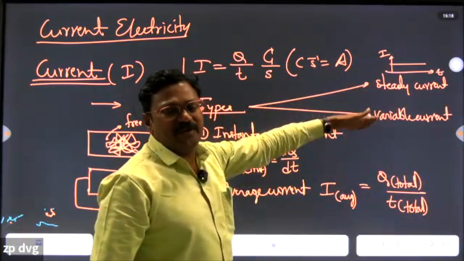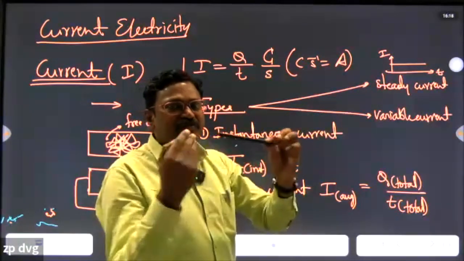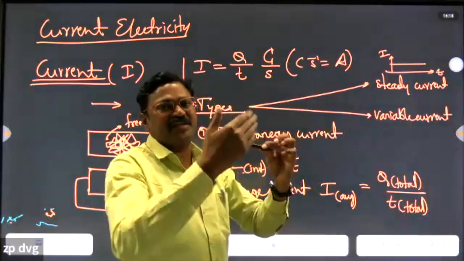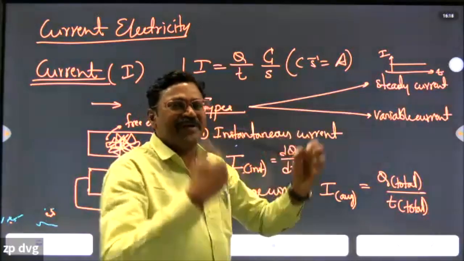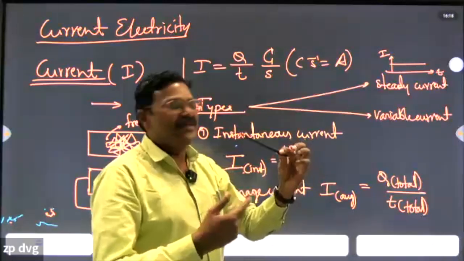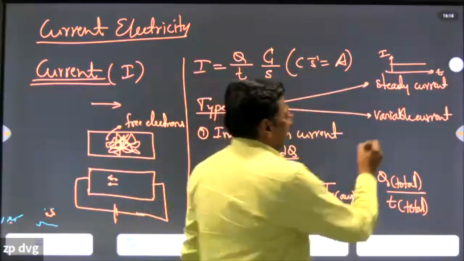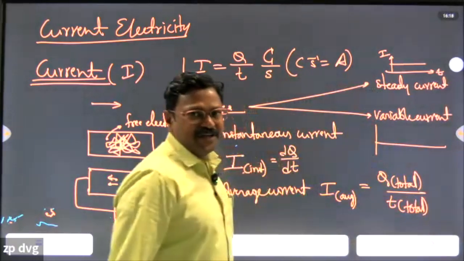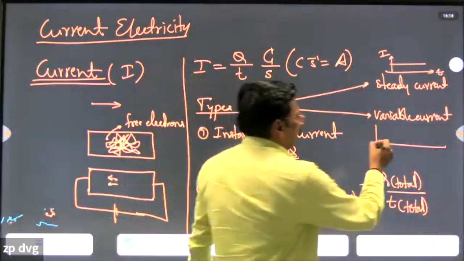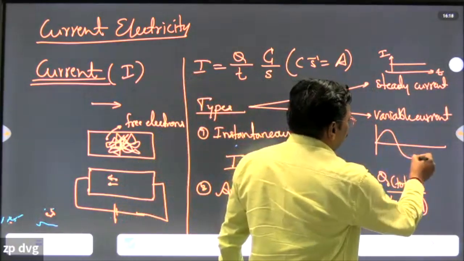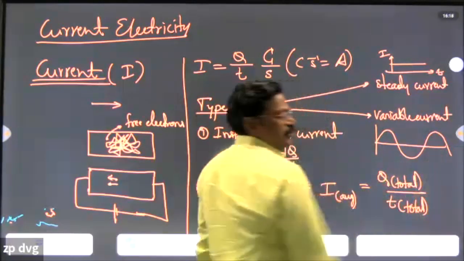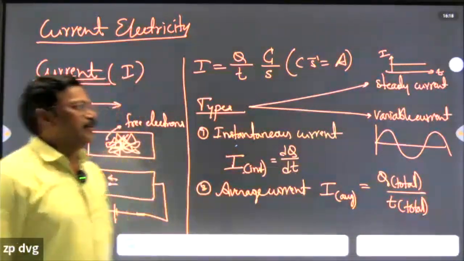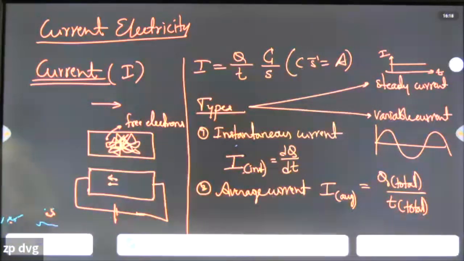Variable current is current where the magnitude of current through the wire or conductor is changing with respect to time. It may be increasing, it may be decreasing, it may be periodically increasing and decreasing. Let me take an example of variable current as alternating current, as we have a chapter on alternating current, where there is a continuous variation of magnitude of current and periodic change of direction of current. So alternating current is an example of variable current. Okay, so these things are regarding basics of current.